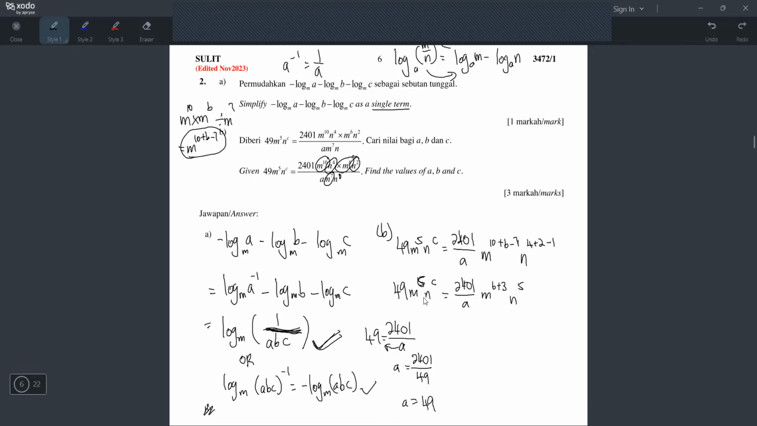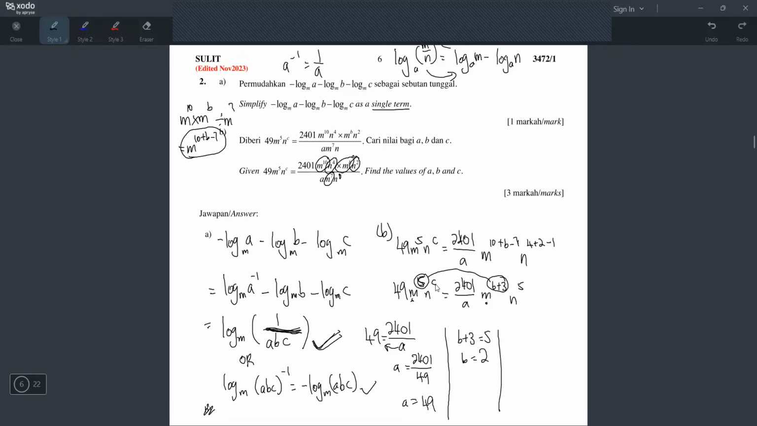And then now we compare M with M. So M with M is already the same. So the power, we can compare them together. So 5 is equal to B plus 3, right? So I will just draw a line like this and then just write B plus 3 equals 5. Therefore, B equals 5 minus 3, which is 2.